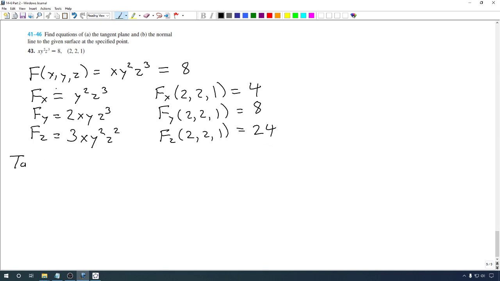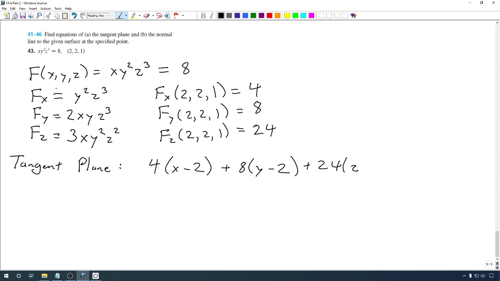So our tangent plane: we take our derivative with respect to x, which is 4 times x minus 2. We have 8 times y minus another 2, plus 24 times z minus 1, and that equals 0. Now we could also have written this as 4x plus 8y plus 24z, and instead of putting the minus 2, minus 2, minus 1, just plugged in our point and seen what we got at the end.